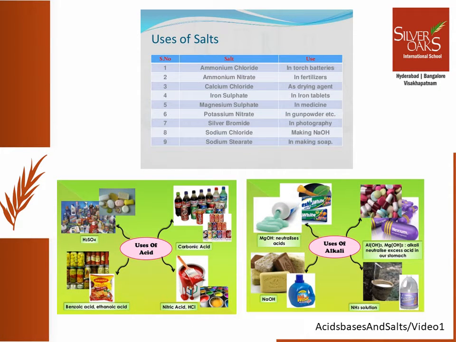We can see how we use these substances in our daily life. Acids are used to prepare food items, paints, soaps. Bases are used as antacids and for manufacturing soaps, medicines, etc. Various types of salts have a variety of uses in various industries.